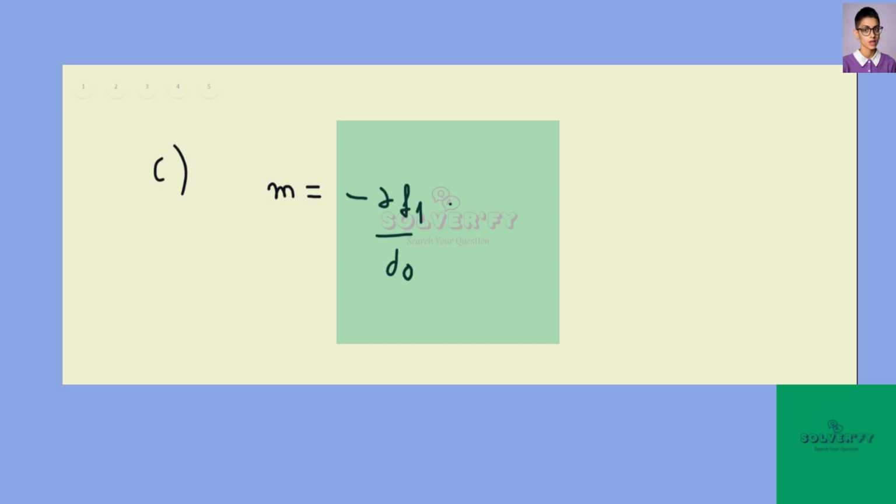We set the magnification equal to the total magnification found in part A, and so for the focal length, now we have fm is minus 2 f1 divided by d0. f1 is 250 millimeters divided by 2. This is 125 millimeters.